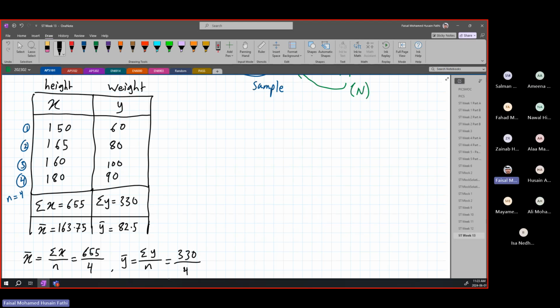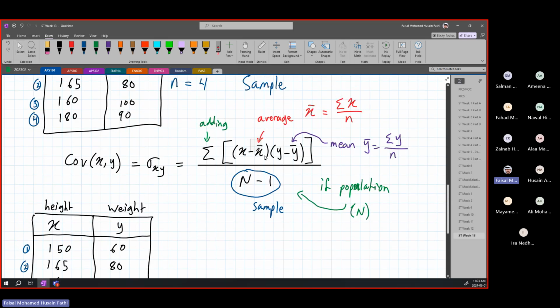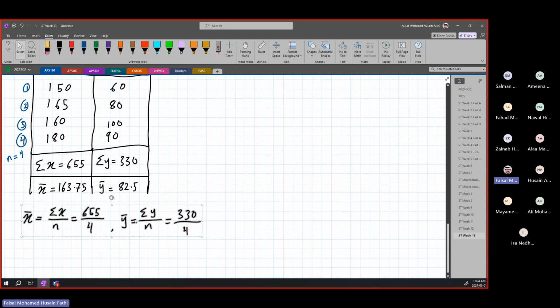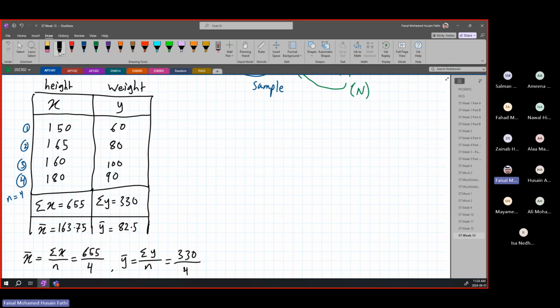So this is our first step. We are going to find our x bar and our y bar. Why? Because if you notice here in the equation, we're going to have to find x minus x bar and y minus y bar. All right? So we have done that. Now we can create our table.